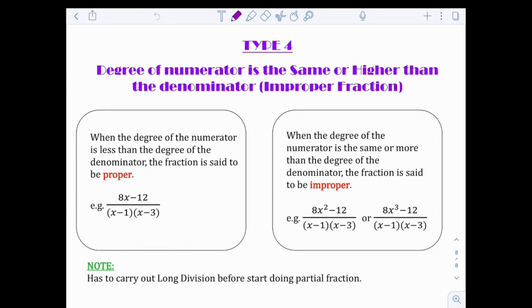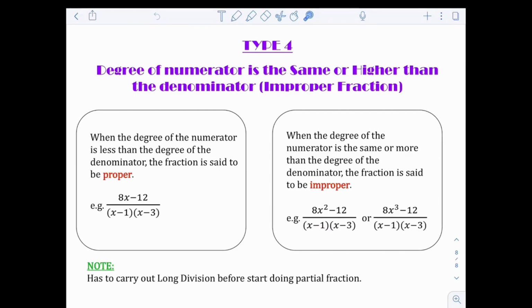Alright, for the second box here, when the degree of the numerator is the same or higher than the degree of the denominator, the fraction is said to be improper. Have a look at the example there: 8x squared minus 12 over (x minus 1)(x minus 3). The degree of the upper part is 2, and the degree of the bottom part is 2 as well. So they are the same, which means this is an improper fraction.